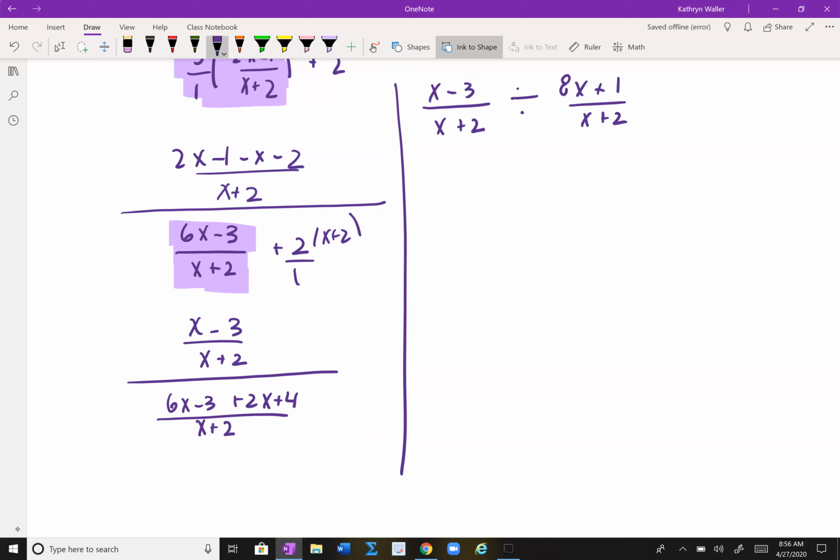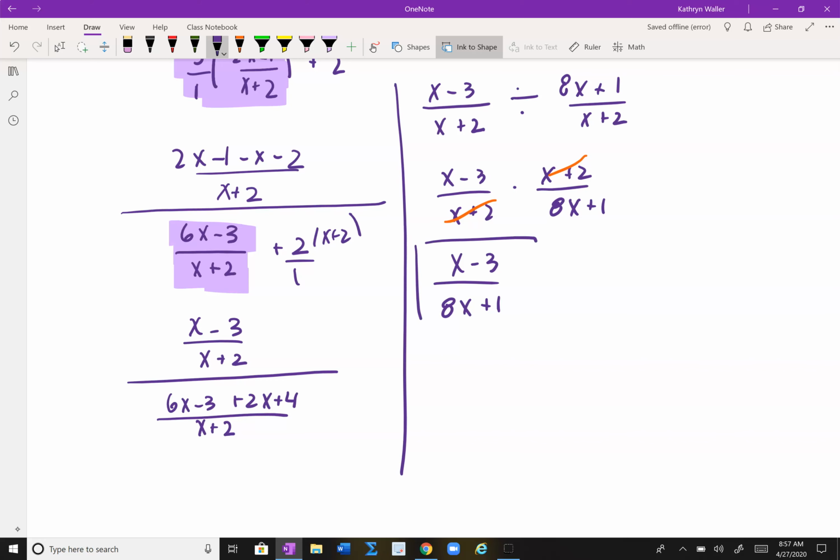And now I'm going to flip the second guy upside down. So it looks like that. This x plus 2 cancels with that x plus 2, and your answer is (x minus 3) over (8x plus 1). And you guys know that you can't cancel those x's because they're stuck to the 3 and stuck to the 1, and it would be rude to the 3 and the 1, okay?